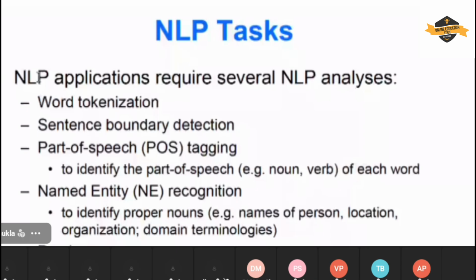Now see, this is a machine. A machine does not understand your language. It needs to be understood through numbers. And that vectorization of this sentence is actually done with the help of a concept called tokenization. It means you are breaking a particular sentence into a number of individual words.